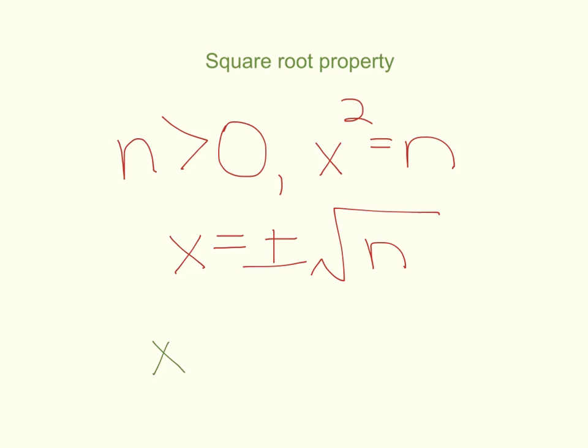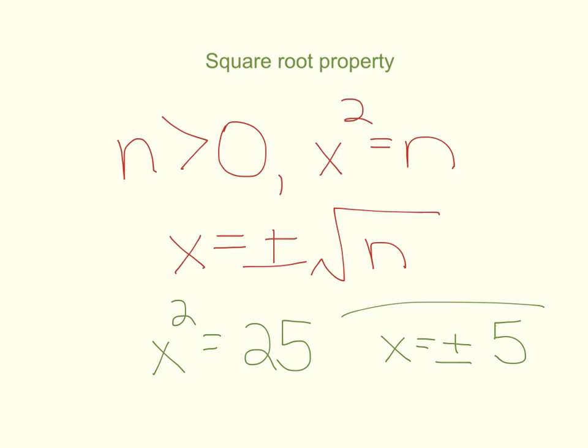So for example, we have x squared equals 25. Well, to figure out what x is, you take the square root of both sides. So that would mean that x is equal to plus or minus 5. Now the reason that we know that it is plus or minus is because you could do positive 5 times positive 5 and it'll still give you 25, or you can do negative 5 times negative 5 and get 25.